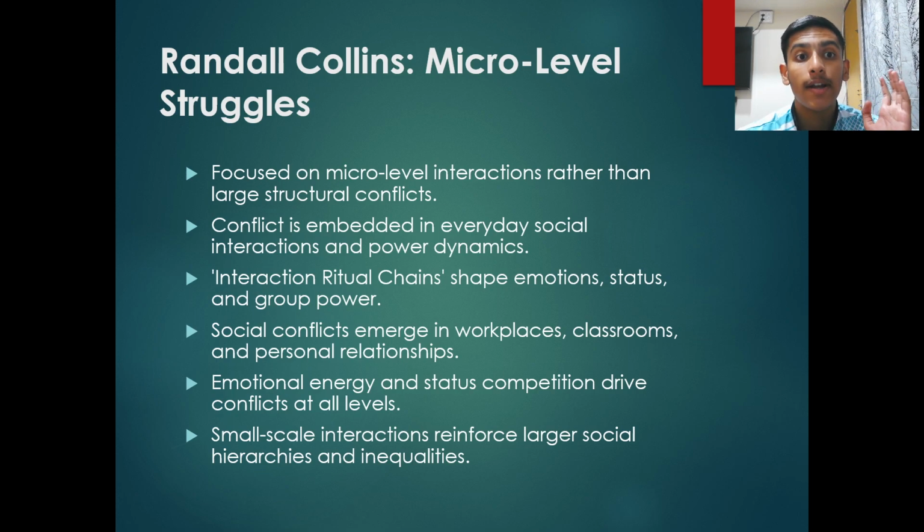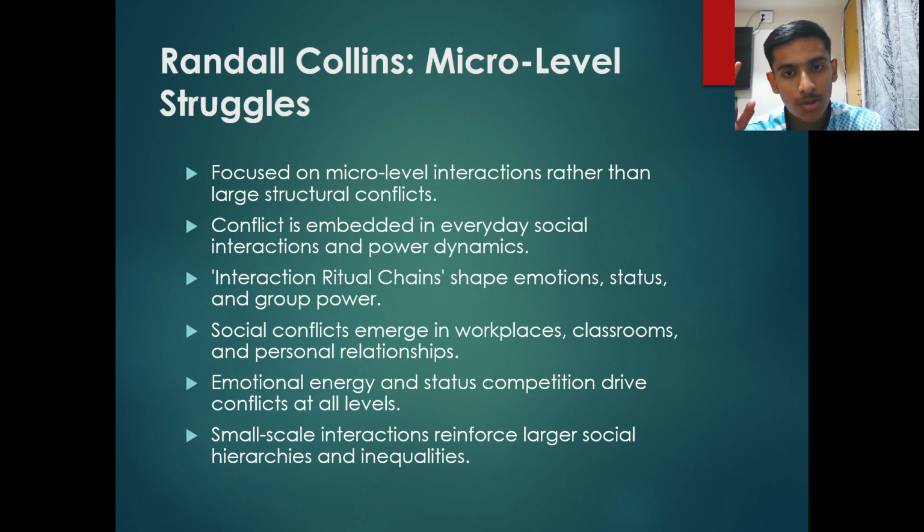Next thinker we have is Randall Collins. Now he talks about micro level struggles, which is at the lowest or smallest level, not the large structural conflicts that the other two thinkers talk about, but very small level conflicts. He says that conflict is embedded in everyday social interactions and power dynamics. Even when you look at college or any other place, you have your juniors, you have your seniors, and there is certain conflict going on between them. This is a micro level conflict, not at a larger scale in a social institution or any other organization, but at the very smallest stage.